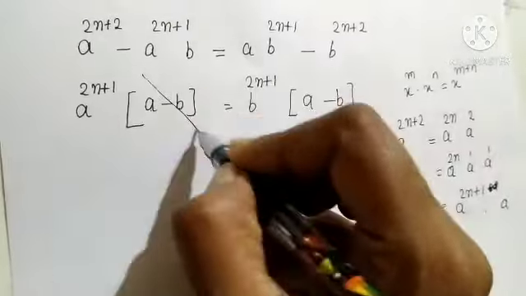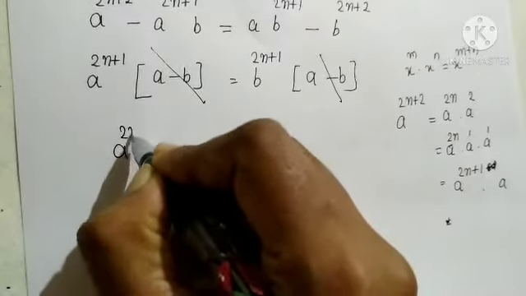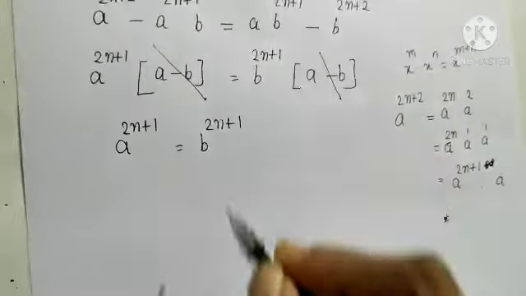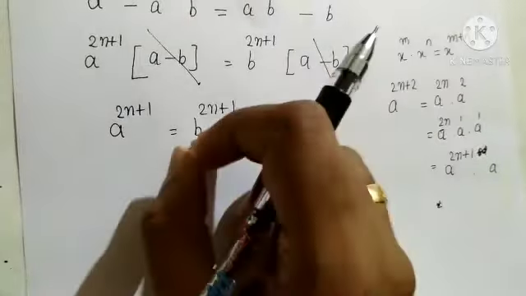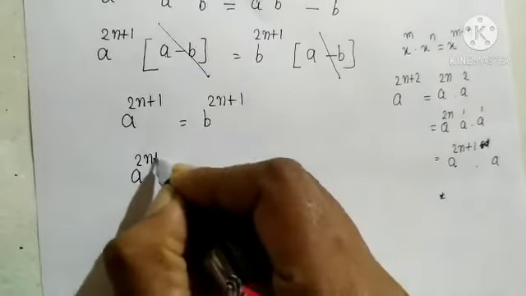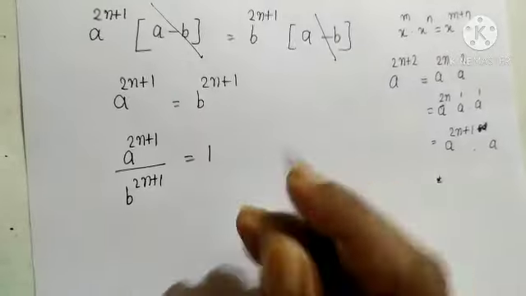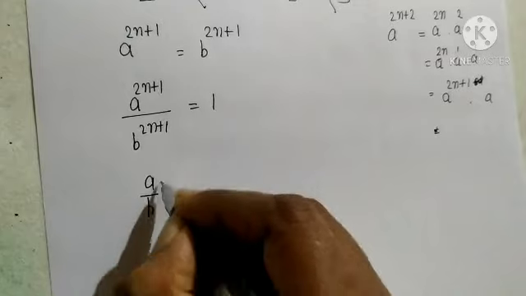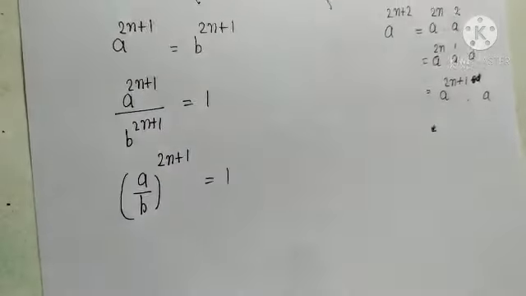Next, these two terms will cancel each other, so here we get a raised to 2n plus 1 equal to b raised to 2n plus 1. So here power is common, so taking b raised to 2n plus 1 on LHS, it will become a raised to 2n plus 1 divided by b raised to 2n plus 1 equal to 1, right? So here power is common, so this can also be written as a by b whole raised to 2n plus 1 equal to 1.